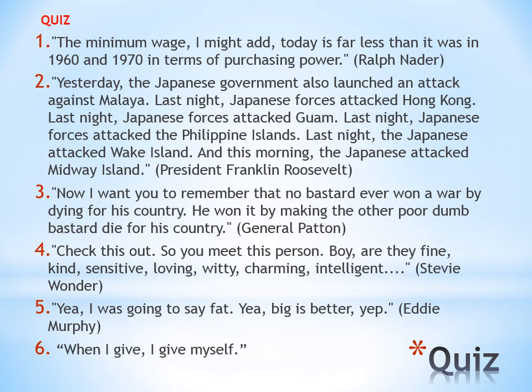So let's look at them. First one: minimum wage, I might add. Japanese government, last night. Ever won a war by dying for. And this one, so you meet this person, they're A, B, C, D, E, F, G. What's missing? I was going to say fat, but no, I don't want to say fat. I want to use the word big. I give. Did you remember any of the ones we talked about? Remember any of the terms? Can you spell them? Can you define them?